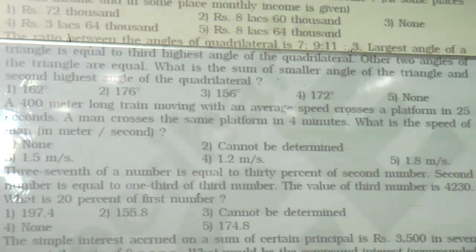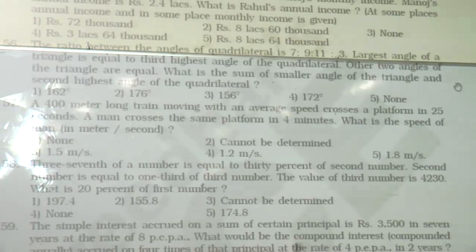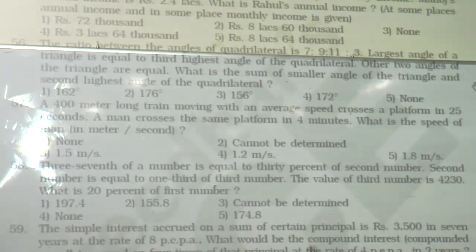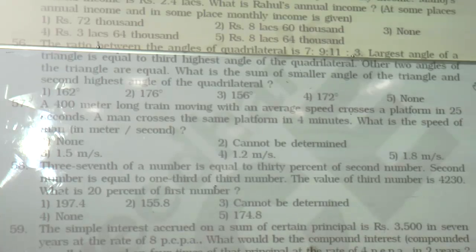A 400 meters long train moving with an average speed crosses a platform in 25 seconds. A man crosses the same platform in 4 minutes. What is the speed of the man in meters per second?